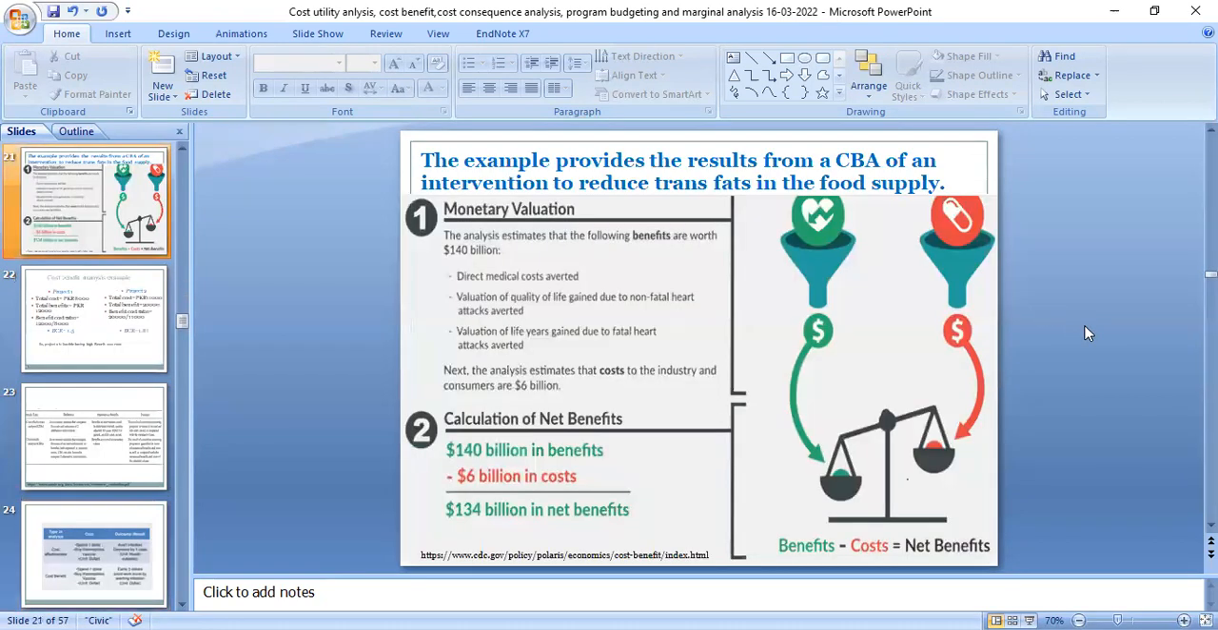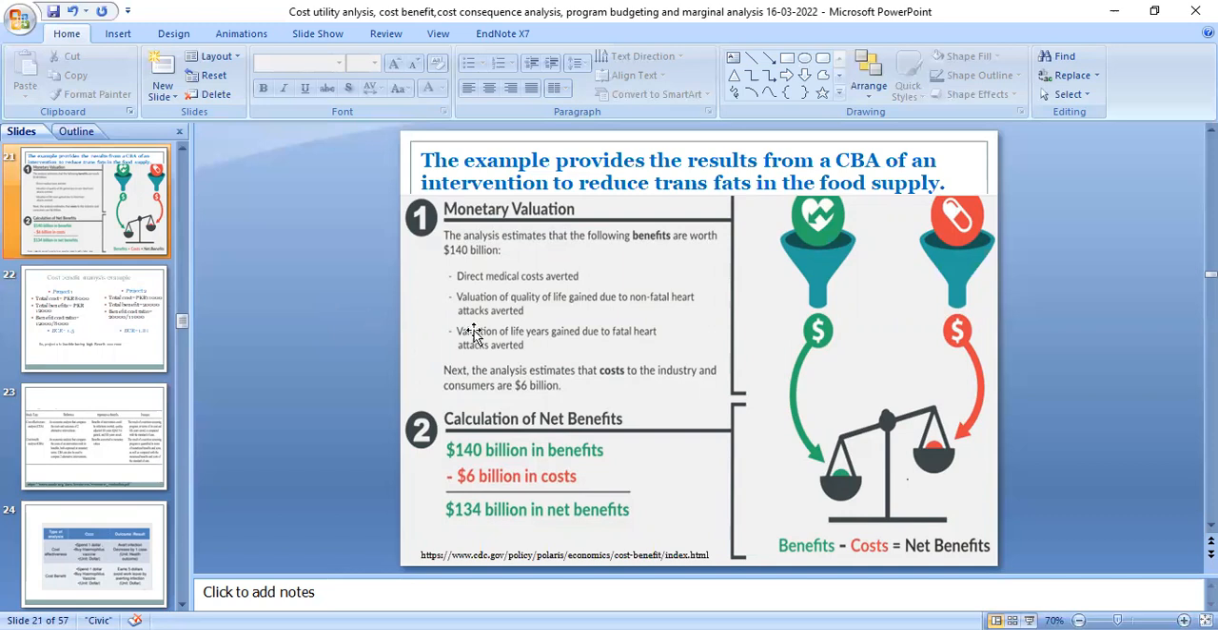This is an example that provides the results from a cost-benefit analysis of an intervention to reduce trans fats in the food supply. The analysis estimates that the following benefits are worth $140 billion. That includes direct medical costs averted, valuation of quality of life gain due to non-fatal heart attacks averted, valuation of life years gained due to fatal heart attacks averted, and next are the costs. Next, the analysis estimates that the cost to the industry and consumers are $6 billion.